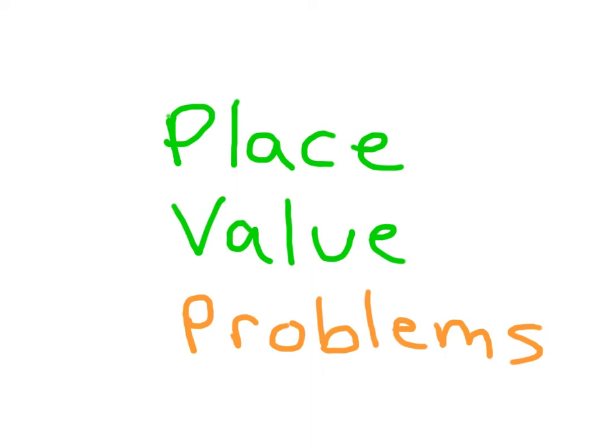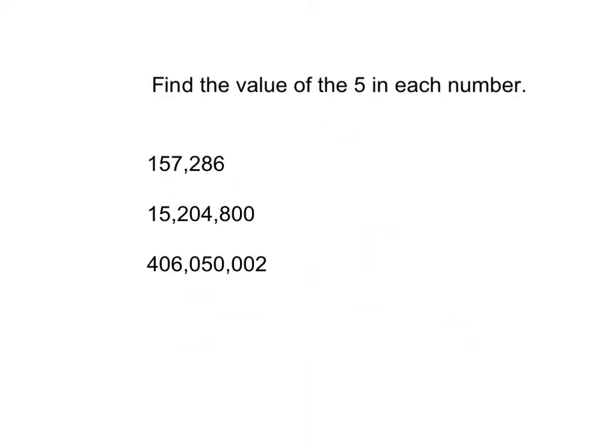Here are some place value problems. Here the instructions ask us to find the value of the 5 in each number. For that first number, we have 157,286. Do remember that value is different than place value, so the value of the 5 in that number is 50,000, and we would write it as follows.